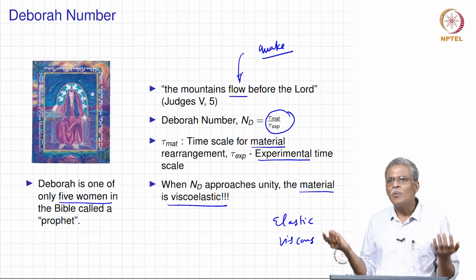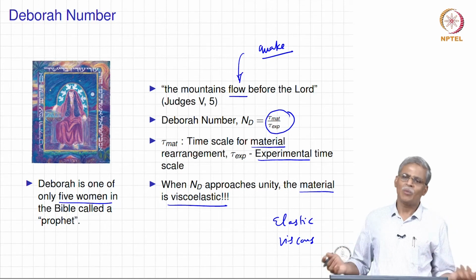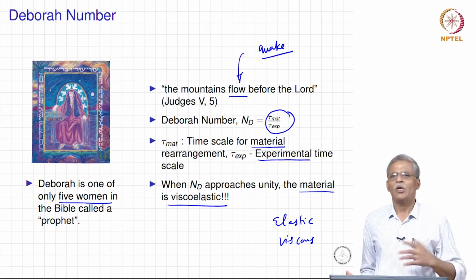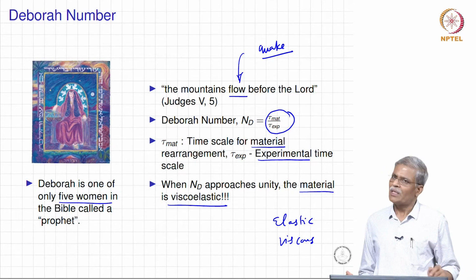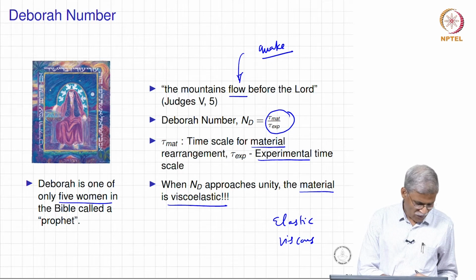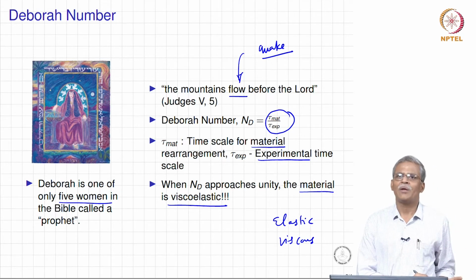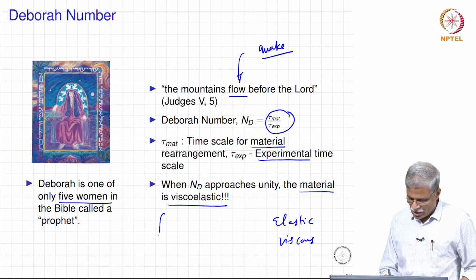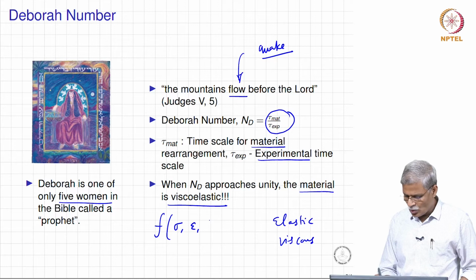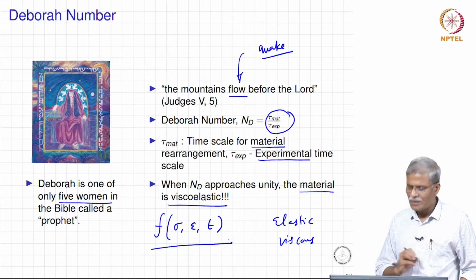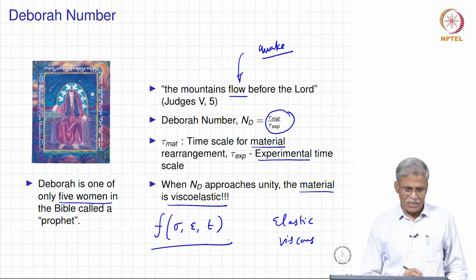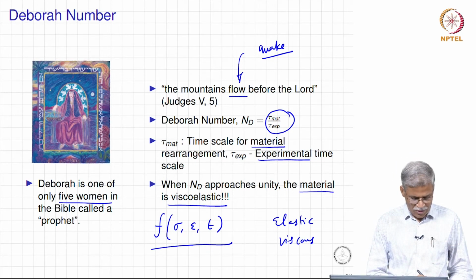A viscoelastic material in a sense says that the material rearrangement scale as well as the experimental scale are of the same order, and so the Deborah number is supposed to be 1, in which case you cannot exclude the influence of time. So, we need to carry out experiments always as a function of time. So, that means if you really want to express the response of the material, you always have to write something like this. It is always going to be a function of the stress, the strain as well as the time.